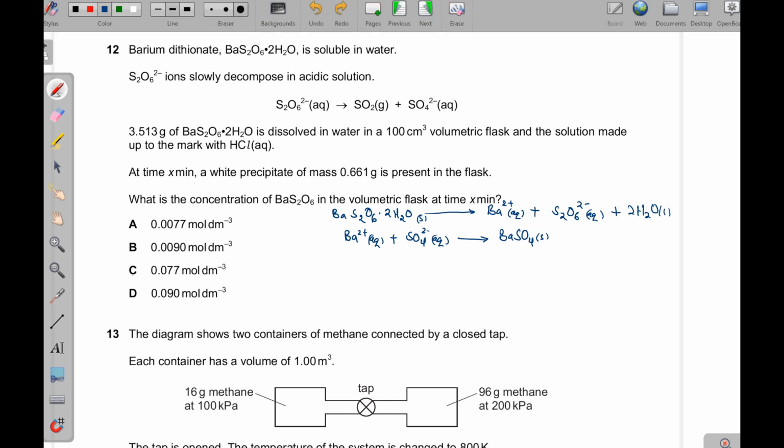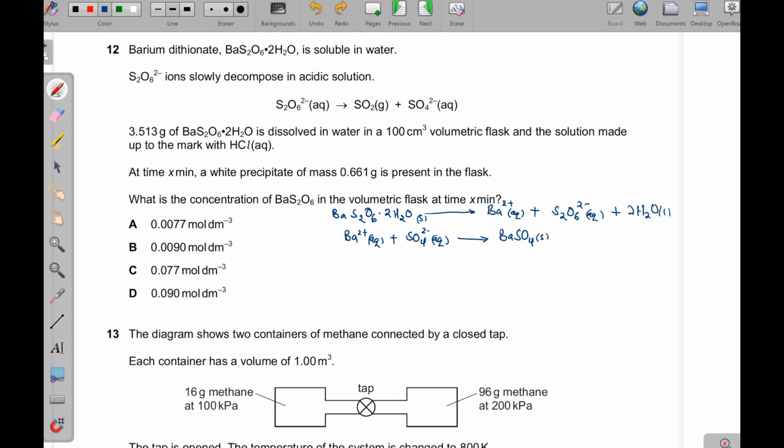So that means we shall begin by finding the number of moles in this mass of barium sulfate. Then after getting those number of moles, they will be equal to the number of moles of the sulfate ions here, or barium ions, because remember what is reacting here is what is produced here. Those number of moles will again be equal to the number of moles of this barium dithionate. You see that? So now let's begin.